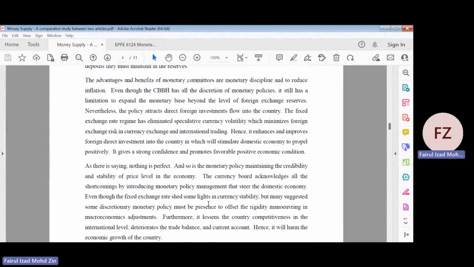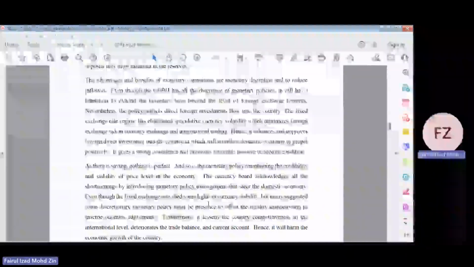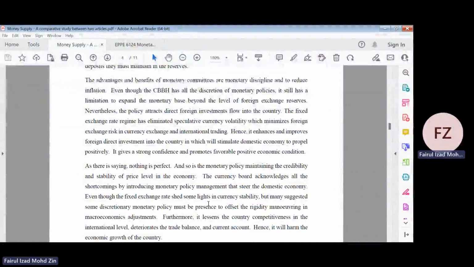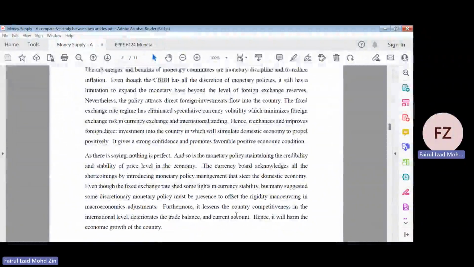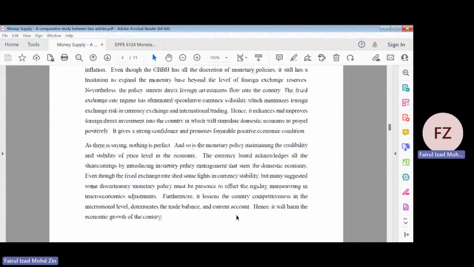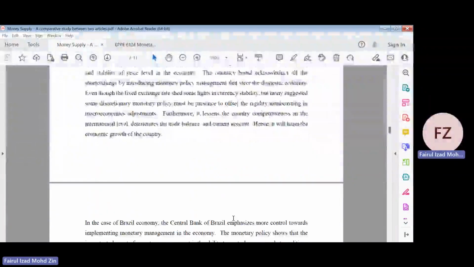As the saying goes, nothing is perfect, and so is the monetary policy, in maintaining the credibility and stability of the price level in the economy. The currency board acknowledges all the shortcomings through inclusive monetary policy management that steers the domestic economy. Even though the fixed rate sheds some light on currency stability, many suggest that some discretionary monetary policy must be present to offset the rigidity in maneuvering macroeconomic adjustment. Furthermore, it lessens the country's competitiveness at the international level and deteriorates the trade balance and current account. Hence, it will harm the domestic growth of the economy.